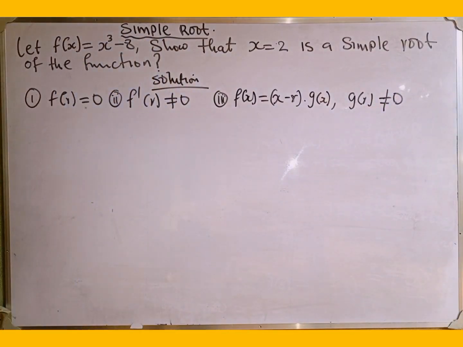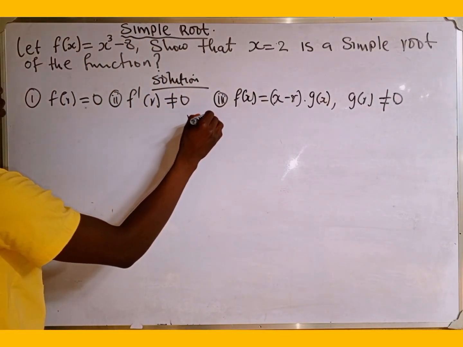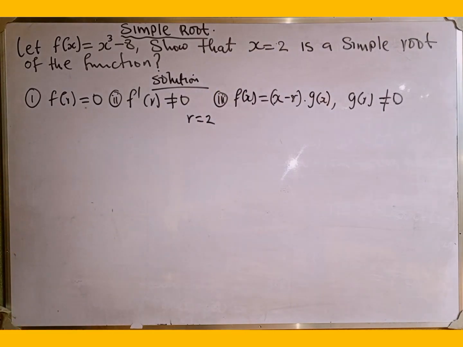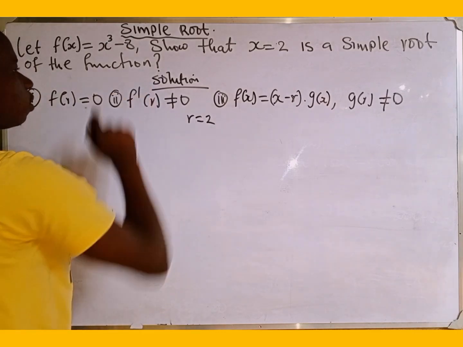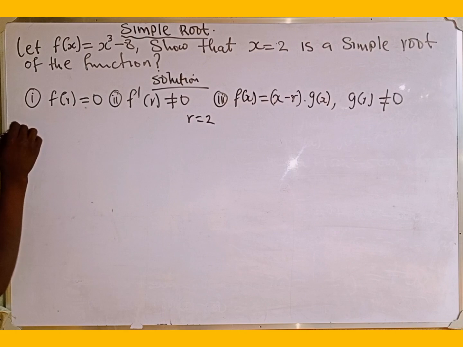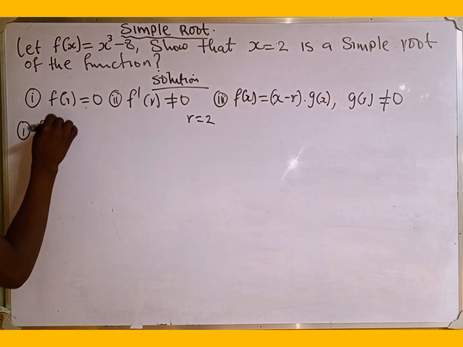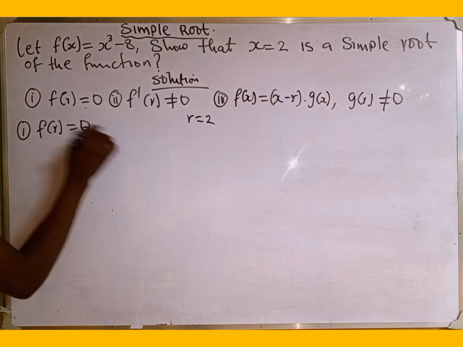So from this question, r is the root, which is equal to 2. Now that we have gotten the r from the question, the next thing we are going to do is to check each of these conditions. If any of the conditions fail, that means x is equal to 2 is not a simple root of this function. So let's check.